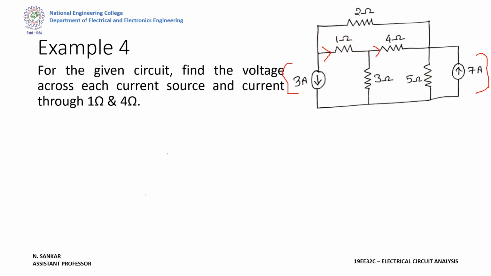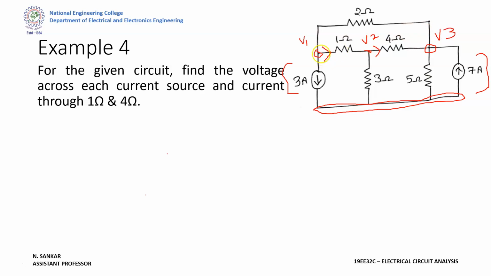First of all, here we can take this node as a reference node, that is a zero potential node, and we have non-reference node number 1 here, number 2 here, and number 3 here. So totally 3 non-reference nodes and 1 reference node. Let us name this as V1 and this one as V2 and this one as V3.